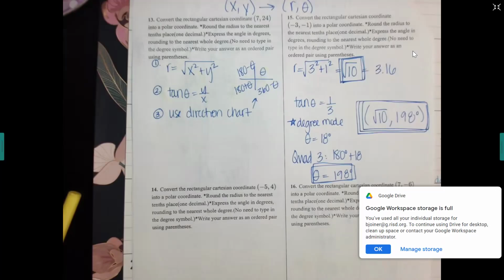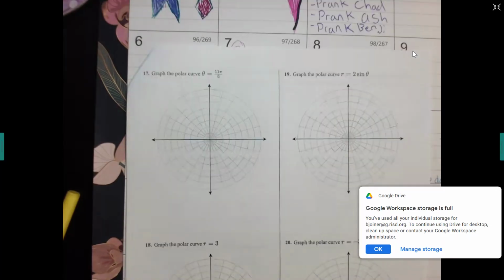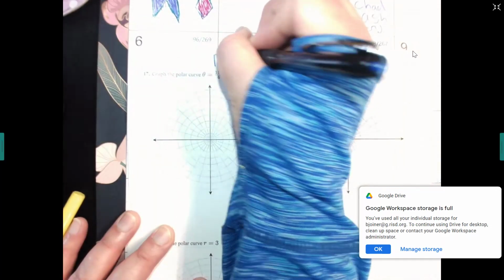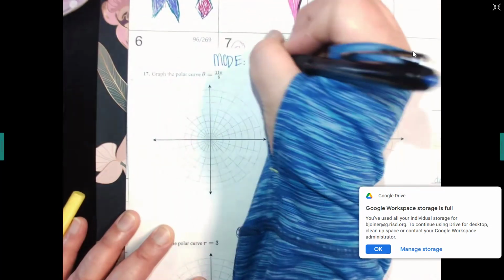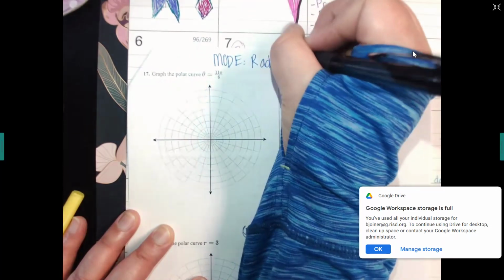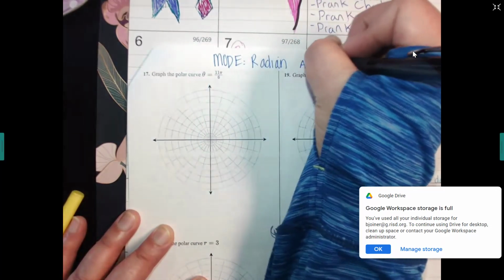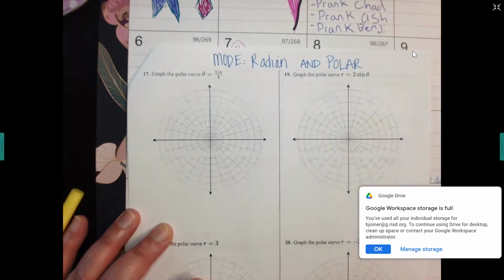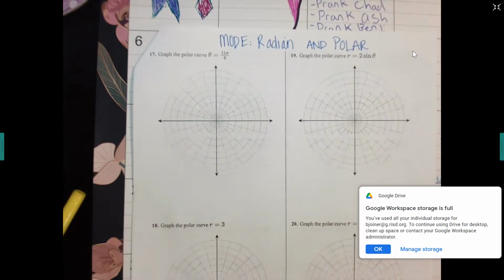Okay, for the last page, this is where your calculator needs to switch mode. So on the page we were just on, you're in degree mode. Okay, for the next page, all the way till the end, you need to be in radian and polar. Okay, if on your test you forget how to switch this, I'm happy to help you with that.